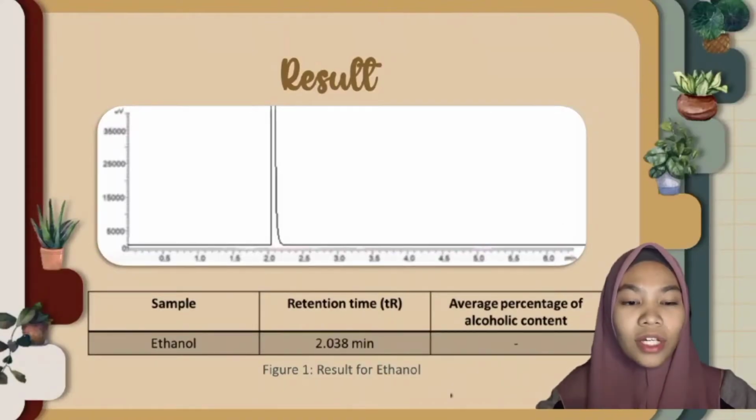So on the screen, figure 1 shows the result for ethanol. The graph shows the retention time taken for ethanol is 2.038 minutes, and the table shows the average percentage of alcoholic content for ethanol is none.